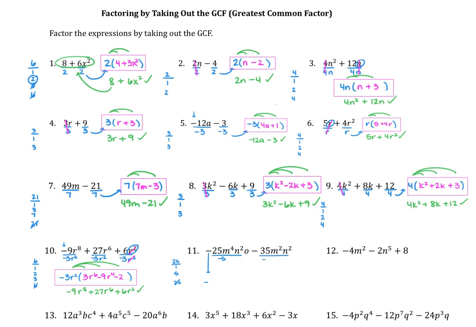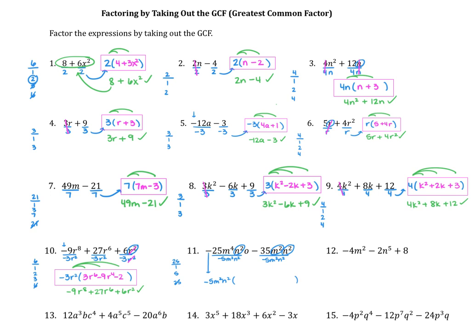Then I have to also check for my variables. M to the 4th and m squared. I pick the smaller of the two, so that's m squared. N squared and n squared are the same, so I can pull the full thing out. And then they don't both have an o, so I can't divide by o. Drop that GCF down in front of my parentheses, and let's divide.